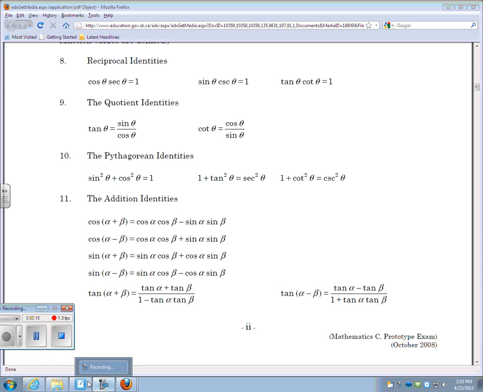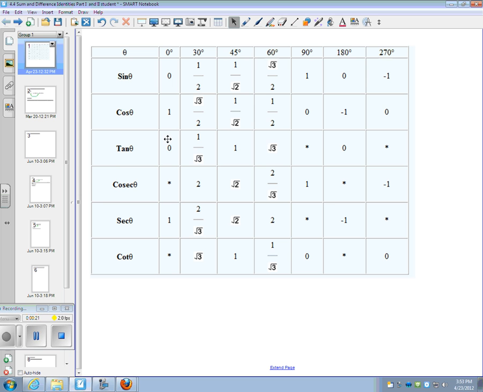The other thing that's going to be valuable today is having a table of exact values. That will help us. Notice this one, it's like 1 over root 2. I prefer that to be root 2 over 2 when we rationalize the denominator. So just know that I'll be using those values.